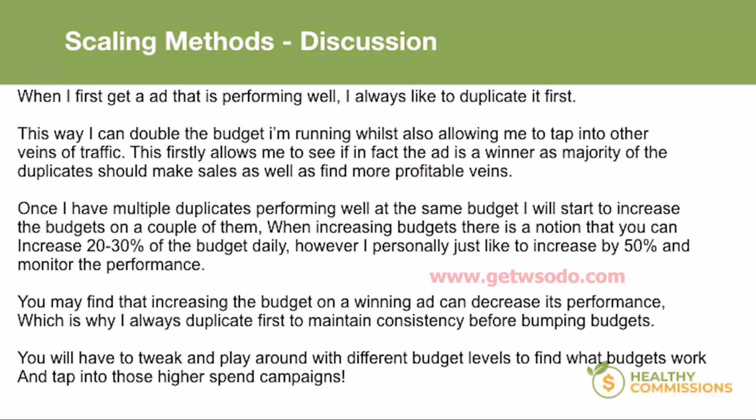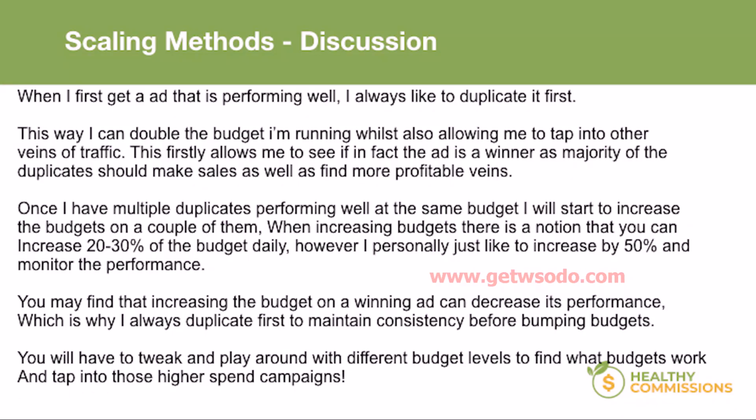When it comes to scaling methods, I just want to have a discussion here with everyone. When I first get an ad that is performing well, I always like to duplicate it first, right? Because this way I can double, triple the budget whilst running, and it also allows me to tap into other veins of traffic. Firstly, this allows me to see if in fact the ad is a winner, as the majority of the duplicates should make sales, as well as being able to find more profitable veins than even the original ad you launched. So once I have multiple, that's the first step. I always like to horizontally duplicate to begin with. Like 100%, I always horizontally duplicate to begin with.